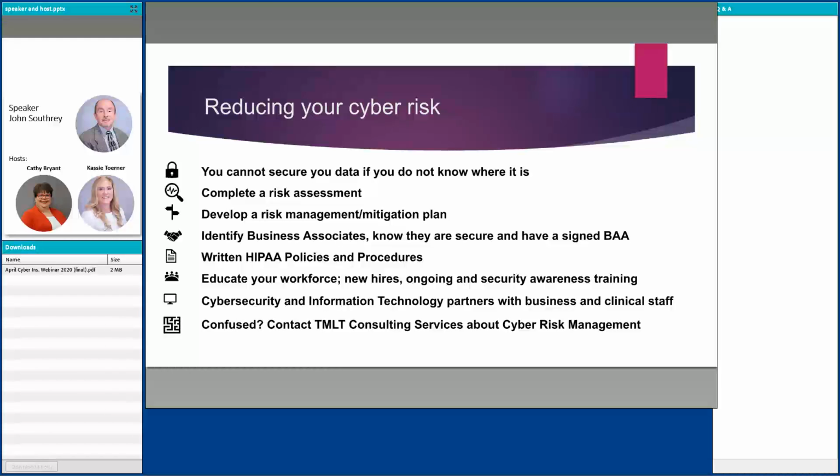And if you have any confusion or questions about this, contact TMLT Consulting Services, which Kathy Bryant and Cassie Turner are part of, about your cyber risk management, and they can assist you. That is the last slide.